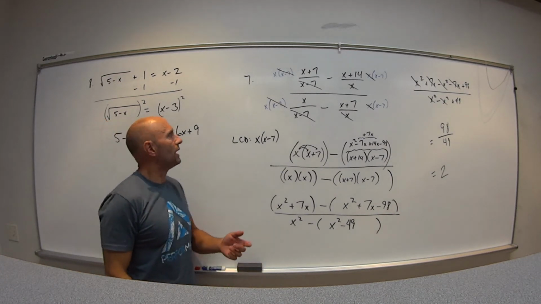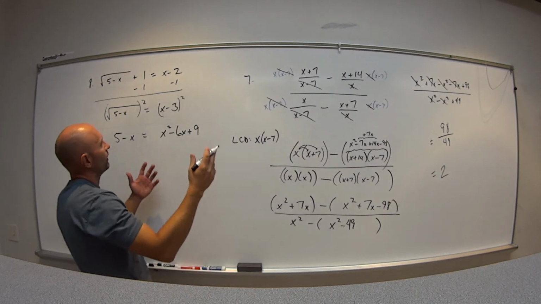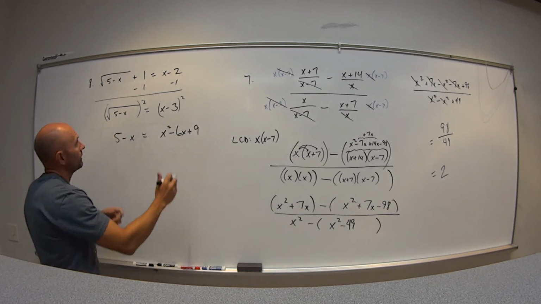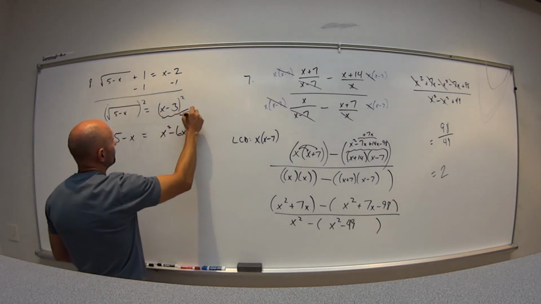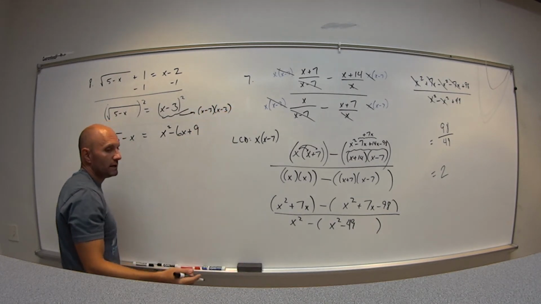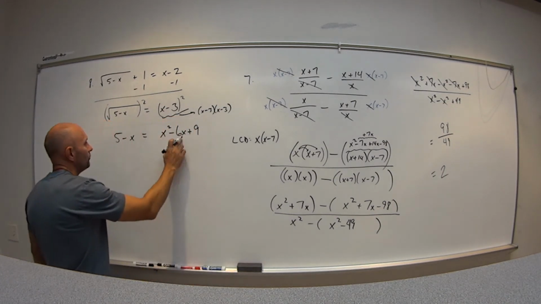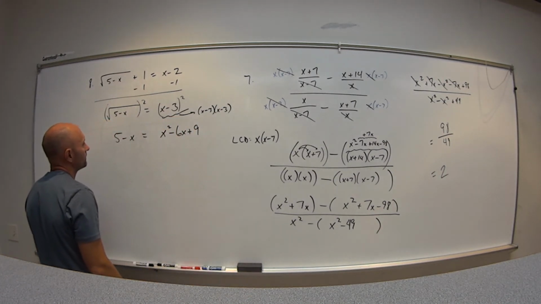So please do not just distribute the square to both of these pieces and say it's x squared minus 9. That's not what it is. This piece is really x minus 3 times x minus 3. So if you need to write it side by side and FOIL it, fine. But don't forget this middle piece.